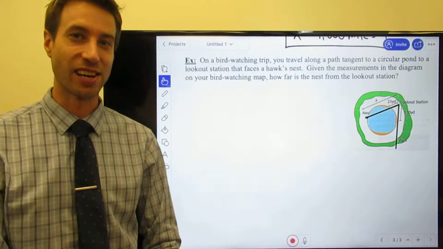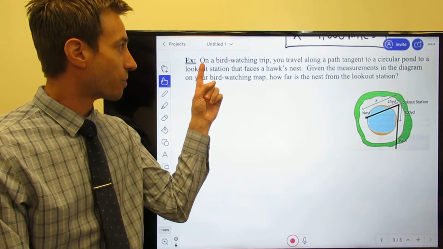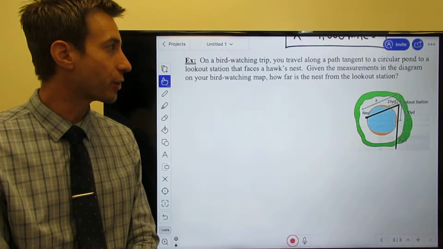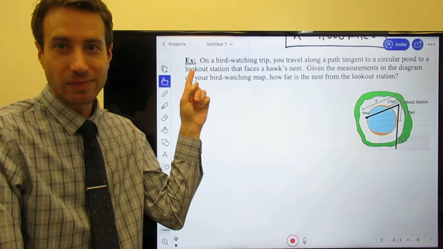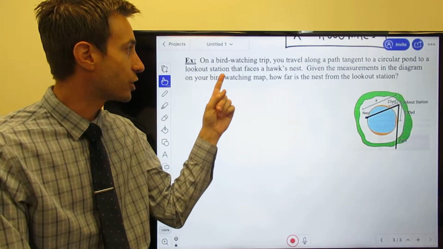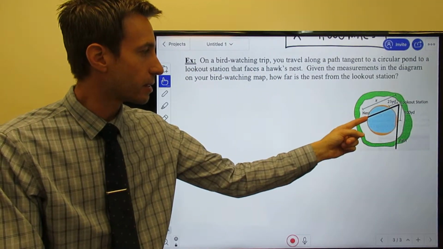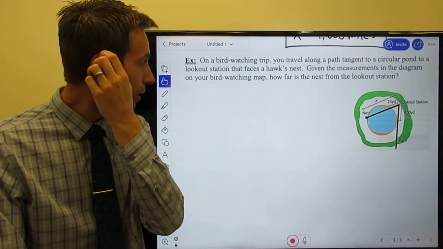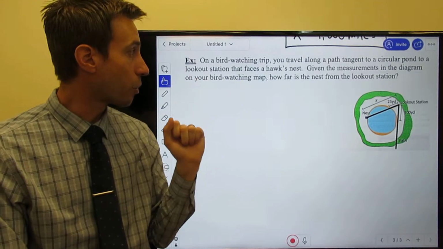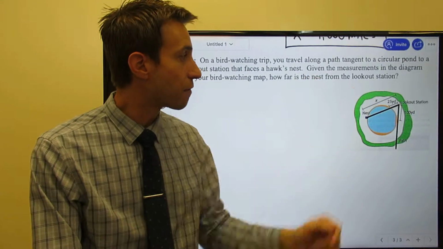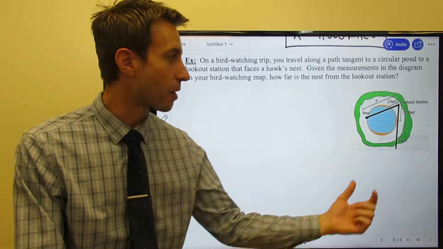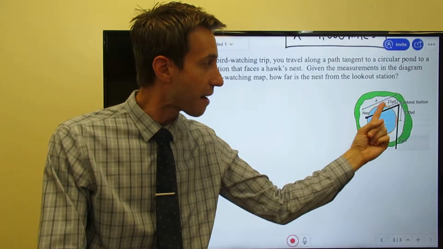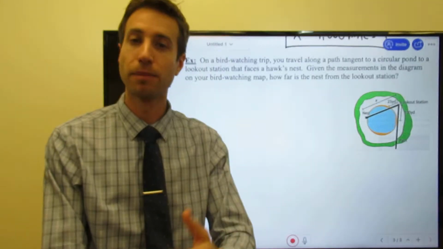Ooh, exciting stuff. We're bird watching today. So, a bird watching trip, you travel along a path tangent to a circular pond, to a lookout station. If you're going to watch birds, you might as well be in a lookout station. It faces a hawk's nest right there. See, there's the nest. My lookout station's over here. Given the measurements on the diagram, I want to know, right on my bird watching map, how far is the nest from the lookout station. I actually labeled that on there for you. You can see in your diagram, from the nest to the lookout station, I have that labeled as X.